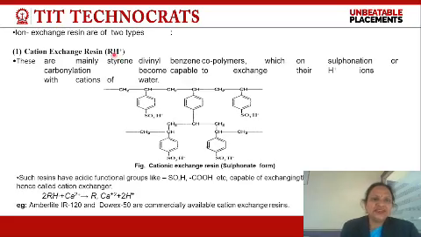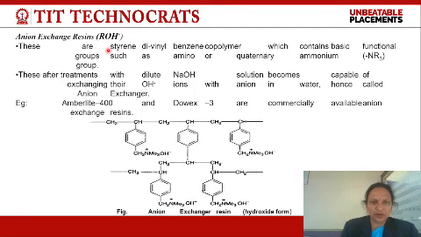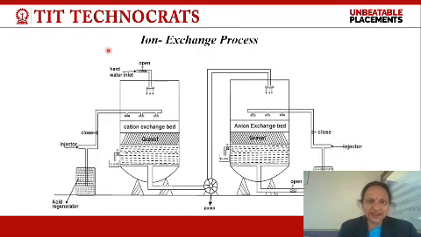Now we discuss the resin. In this apparatus, we have two types of container or apparatus. You can see in this diagram. This is the cation exchanger and this is the anion exchanger portion.